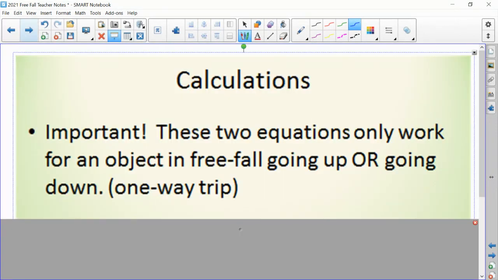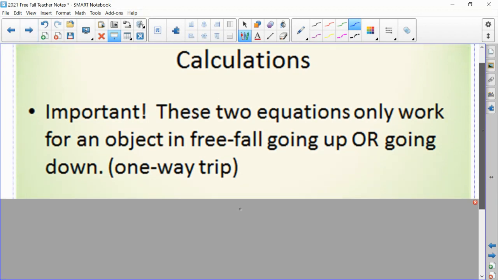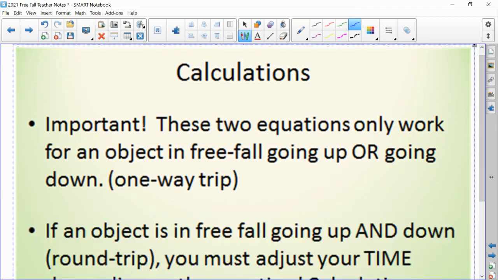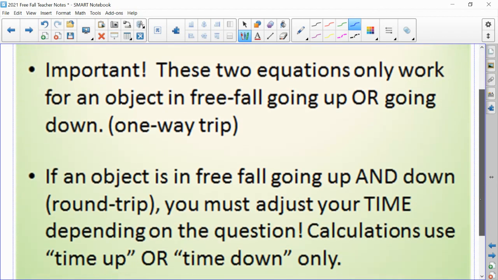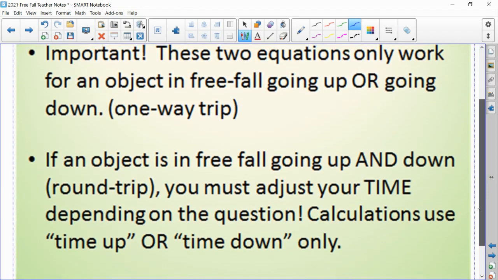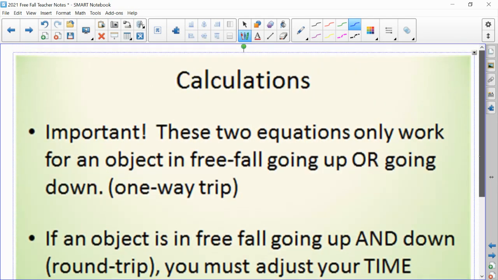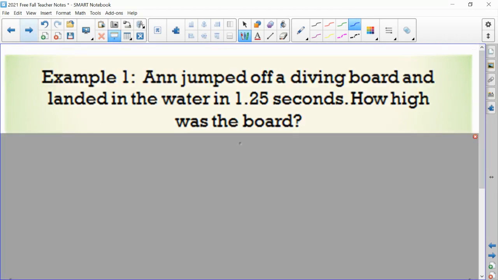Right, now, important, those last two equations only work if you're talking about something going up or going down, a one-way trip. When we start talking about it going up and down, we're going to have to be smart about it. Okay? If the object is in free fall going up and going down, we'll have to adjust our time. But we will talk about that later in another set of notes.